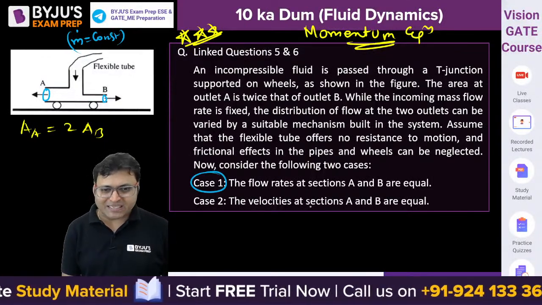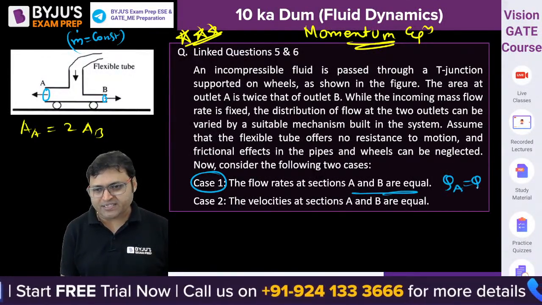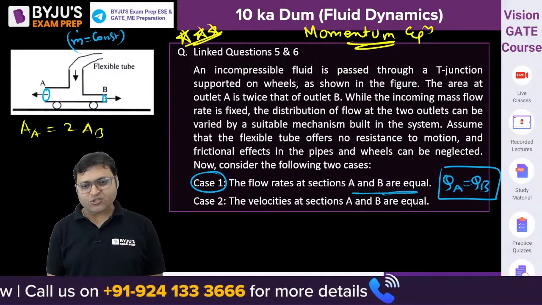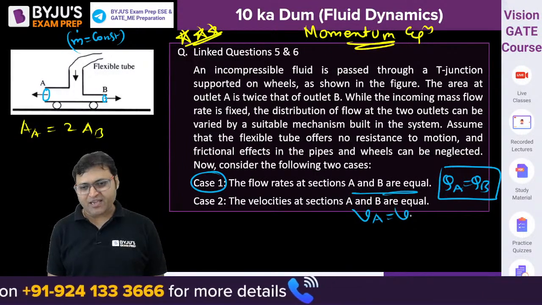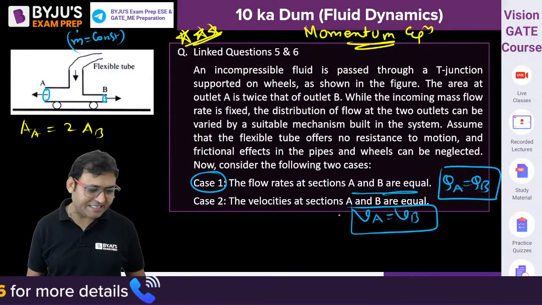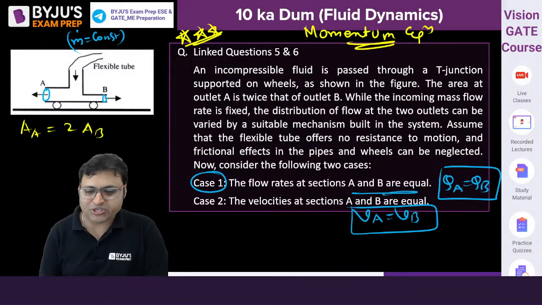Case 1 says the flow rates at sections A and B are equal. It means QA is equal to QB. In case 2, the velocities at sections A and B are equal. In the first case, the discharge is the same. In the second case, the velocities are the same. Now the actual question starts.